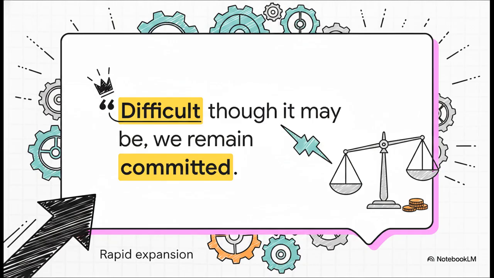Notice the incredibly sophisticated structure at play right here. It completely avoids a basic, predictable word like although. Instead, it uses a powerful technique called inverted concession. By fronting the word difficult, the speaker takes immediate control. This instantly elevates your tone in high-stakes environments. It absolutely proves the real-world power of sophisticated syntax.